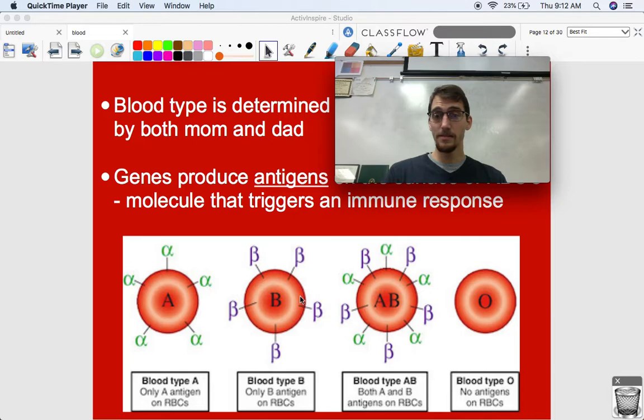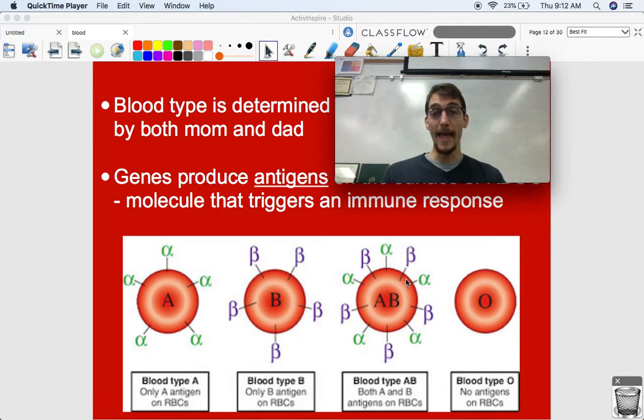And that doesn't exclude your blood. So what kind of antigens each of your red blood cells, or your erythrocytes, have determines your blood type. Take a look at this picture. If you're type A, and if you know your blood type, then great. Mine's B. So I have B antigens on each one of my red blood cells.